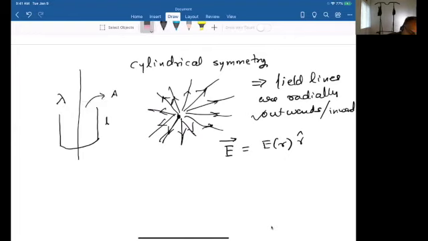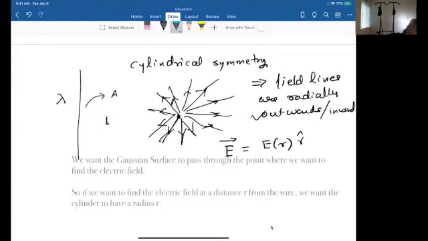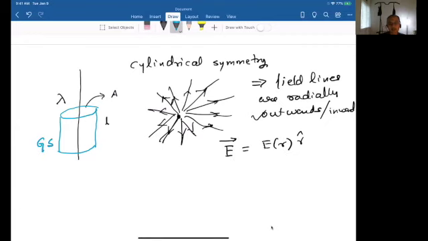Actually, since I was always using a different color for the Gaussian surface, let me just do that. There. So this blue cylinder that I just drew is my Gaussian surface, and it has the same axis as the wire. Right? So that's my Gaussian surface. And the length of the cylinder is L. The area of either flat face is A. Okay, so let's write down Gauss's law for this Gaussian surface.